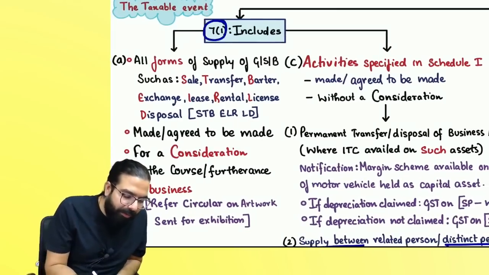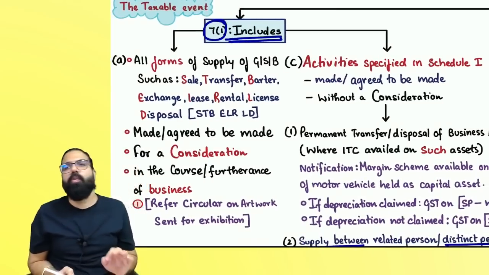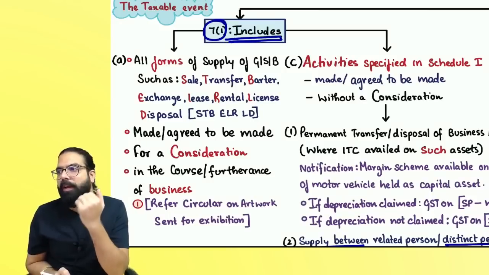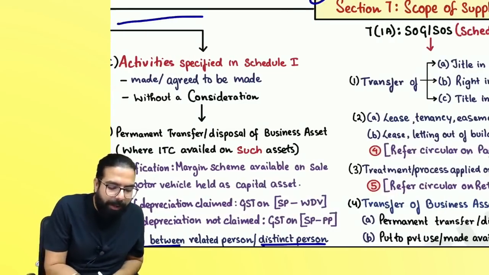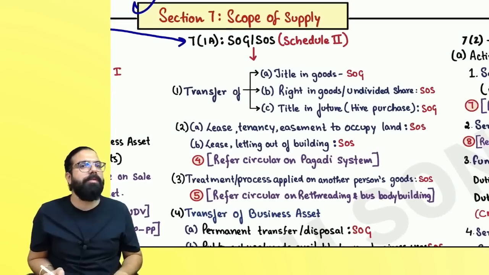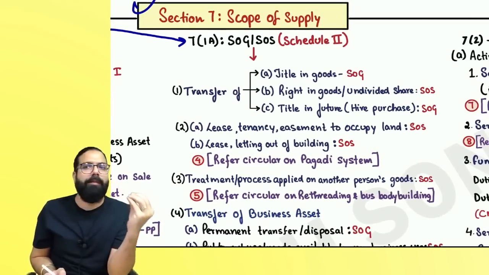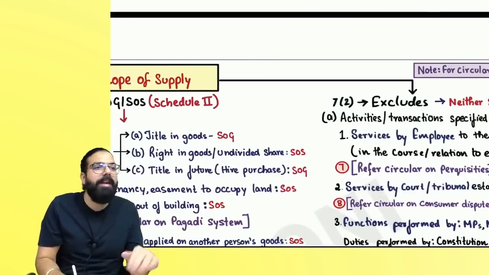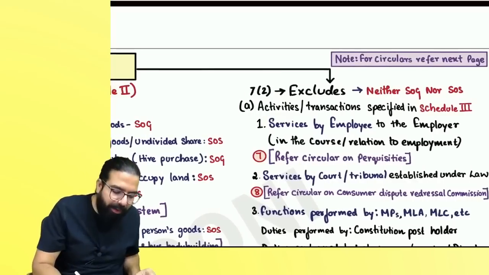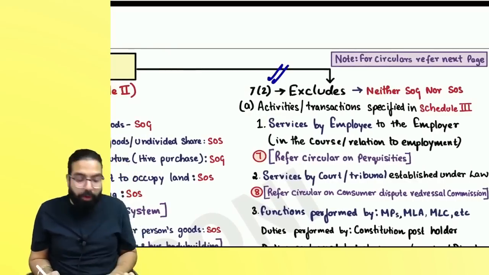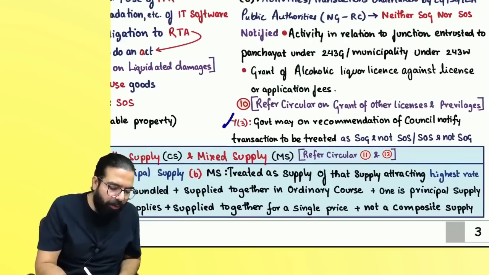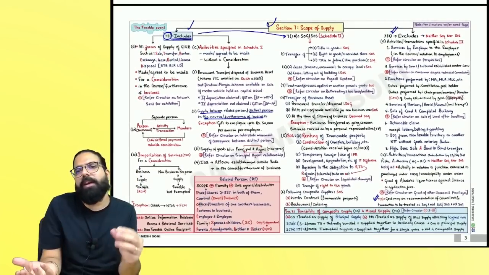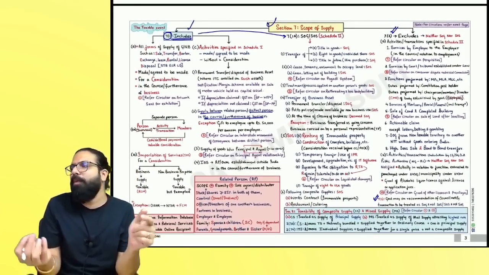Section 7.1 says what are the things included in supply, what activities or transactions will be included in supply. Then once some activity is supply, section 7.1A helps us determine whether it is supply of goods or supply of service. If something already falls in supply under section 7.1 but the government wants to exclude it, the government specifically says so in section 7.2. And then we have section 7.3, which gives the government power to notify something as supply of goods and not supply of service, or supply of service and not supply of goods.